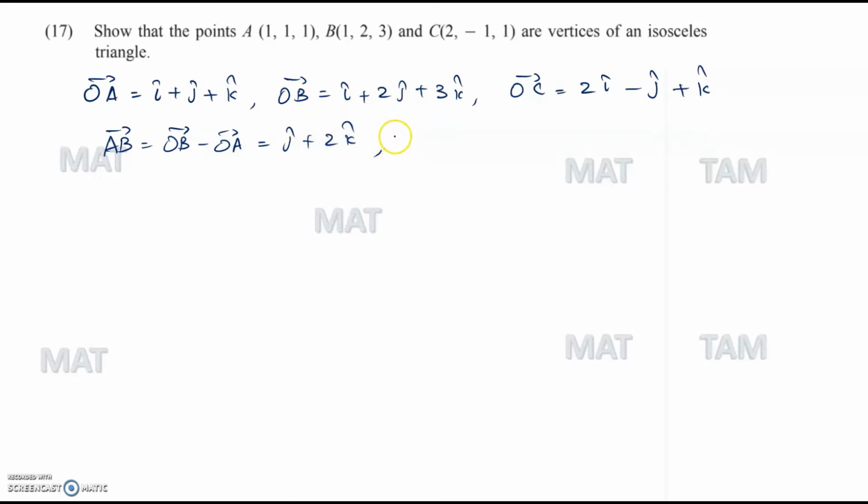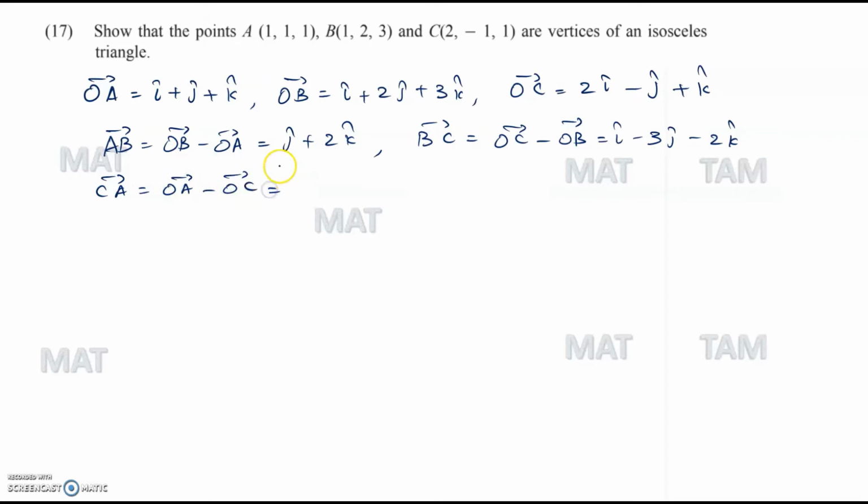Similarly, our vector BC would be OC vector minus OB vector. That would be 2 minus 1 is i cap, minus 1 minus 2 is minus 3 j cap, minus 2 k cap. Similarly, our vector CA is equal to OA vector minus OC vector. So that's equal to minus i cap plus 2j cap.